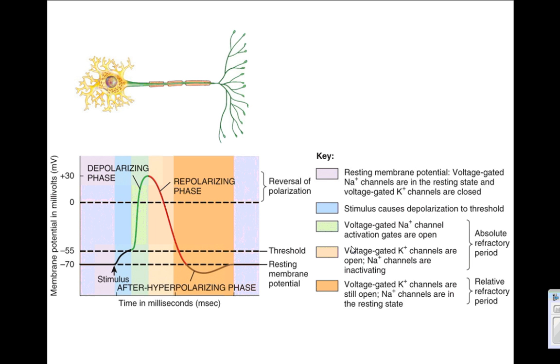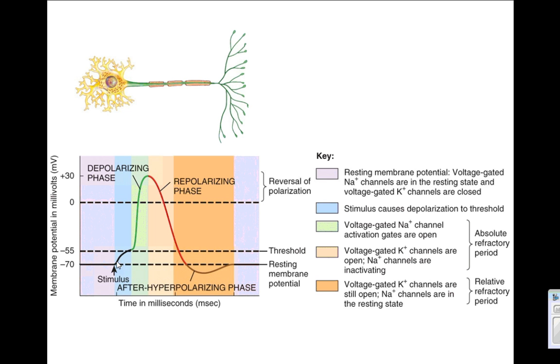Which is not a bad graph, but I kind of like the other one better because it breaks down the steps and gives you numbers to go along with them. Here they're showing you with little regions that are color-coded. This lightly shaded purple region is where the neuron is at rest.